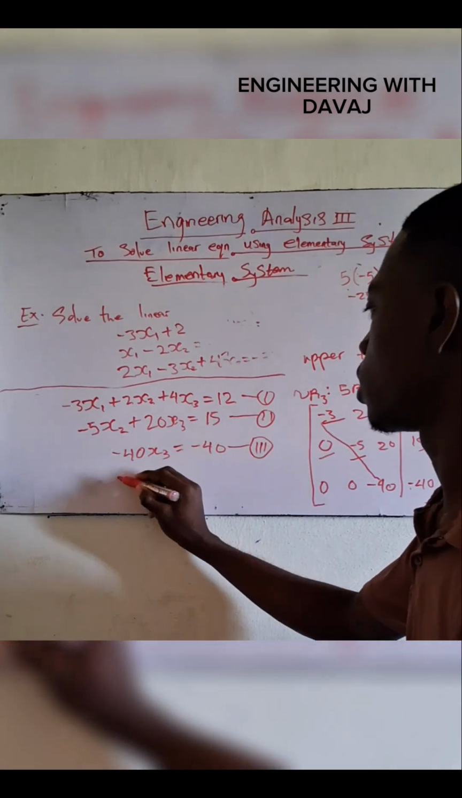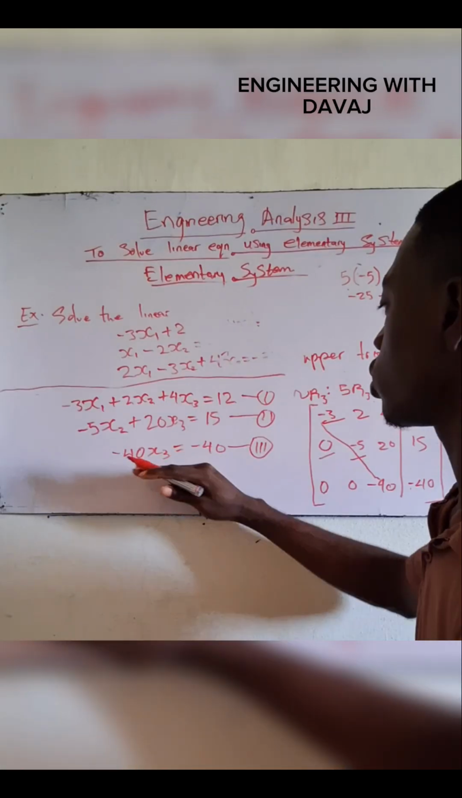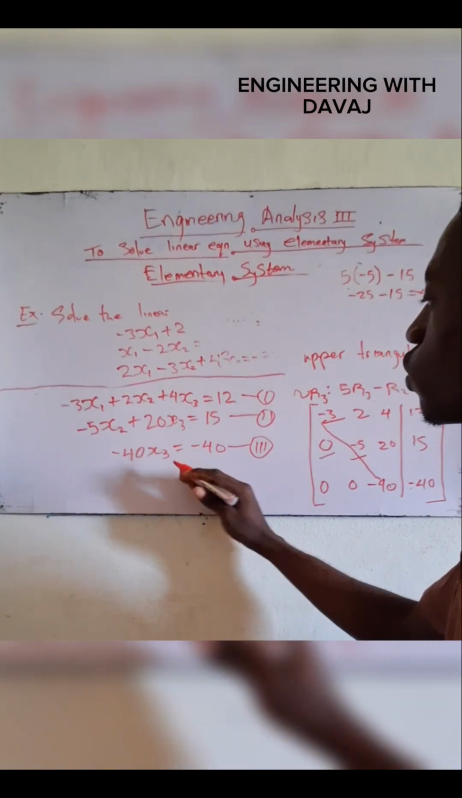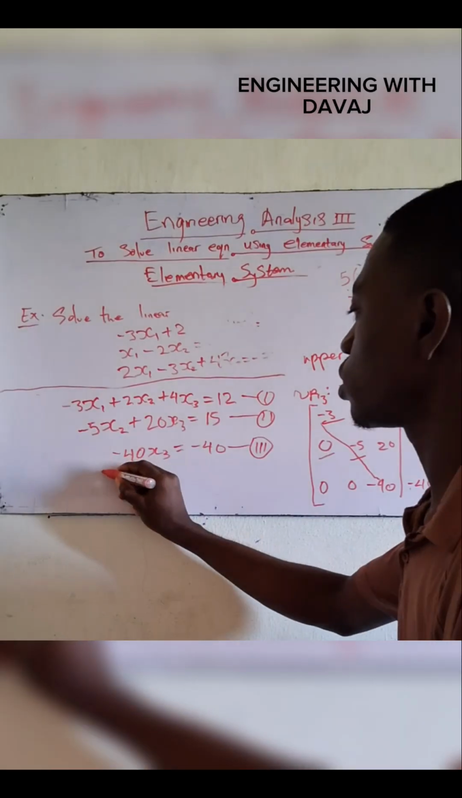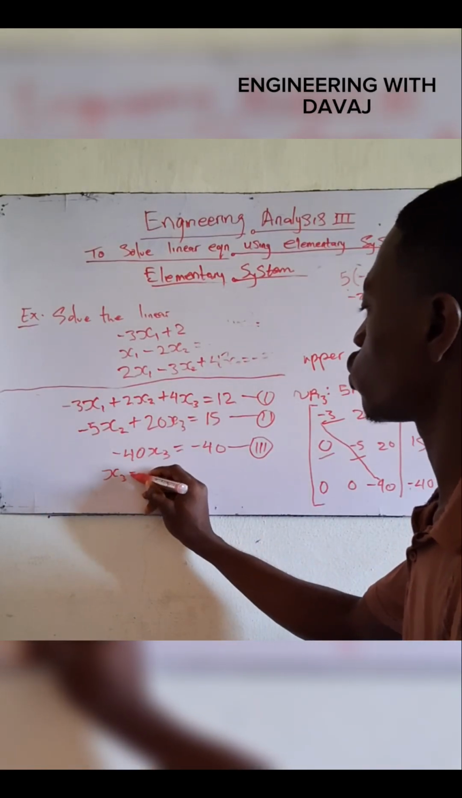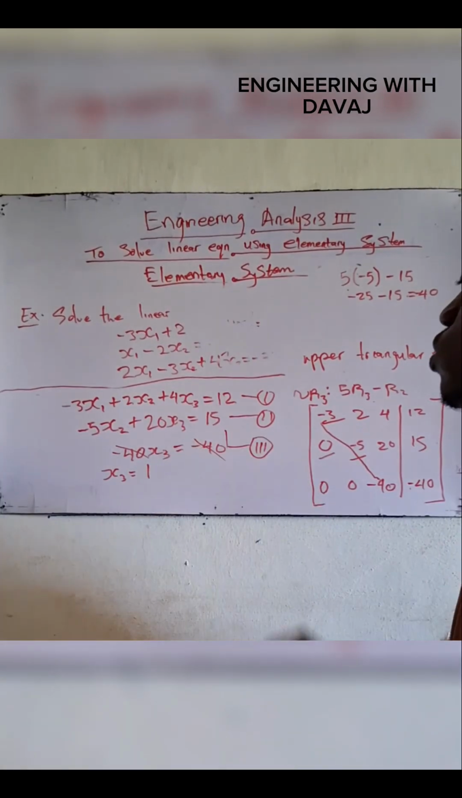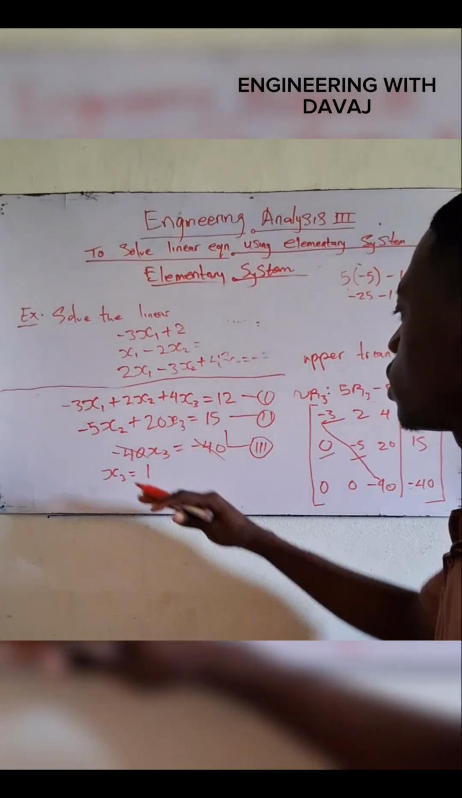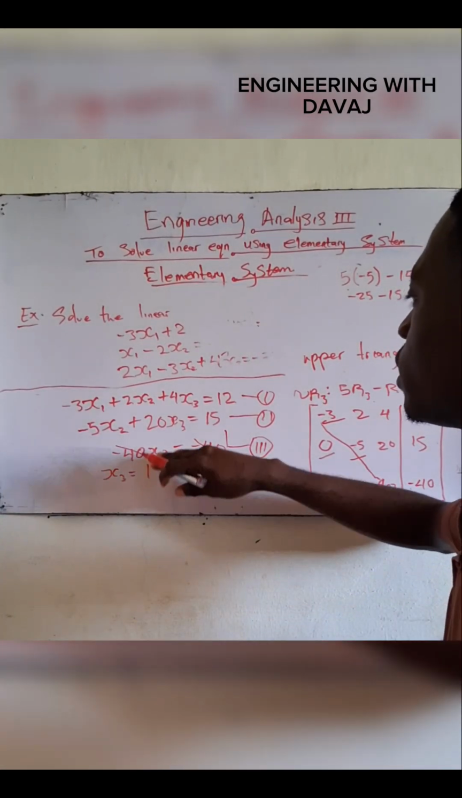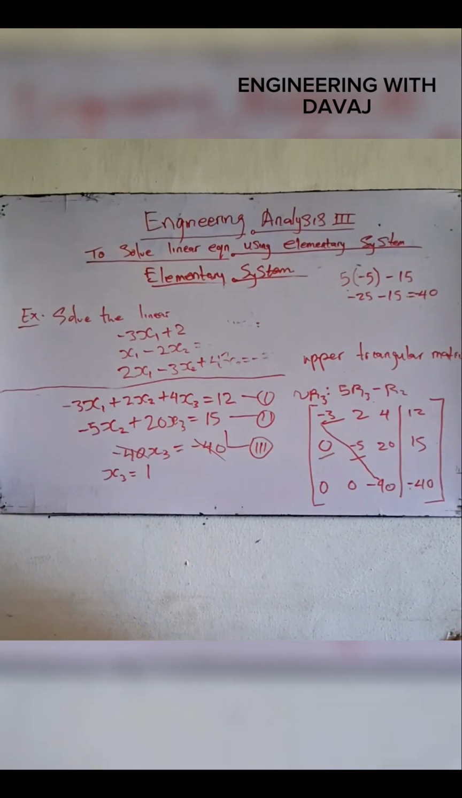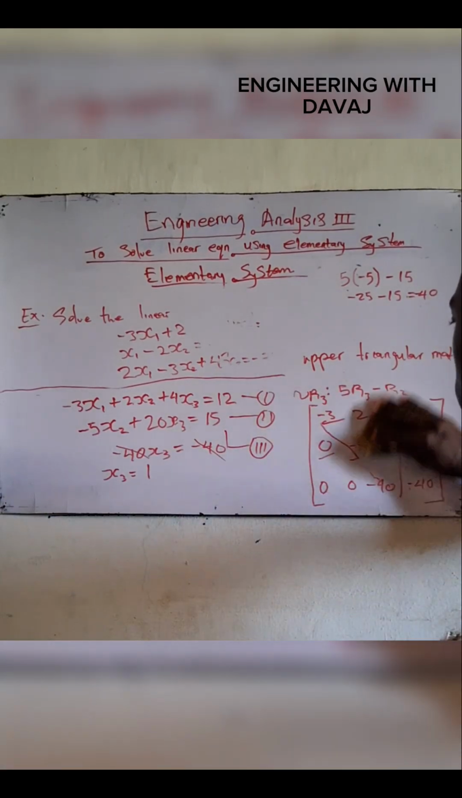So from equation 3, I'll just make x3 the subject of the formula. So x3 is equal to 1, because if this minus 40 cancels this, that's 1. So we are left with 1. So x3 is 1. So substituting x3 equals 1 into the equation, let me take this off so that the board is going to be kind of clearer.